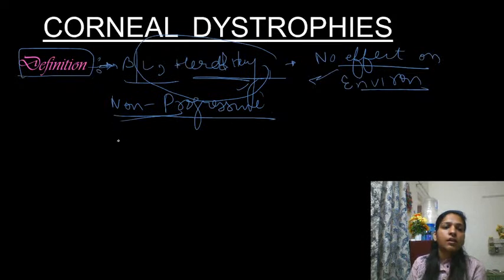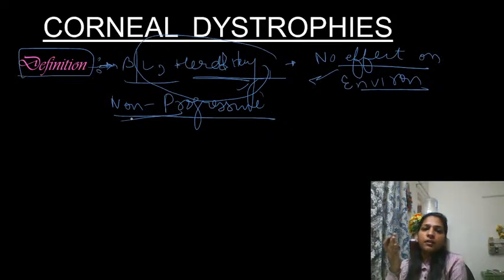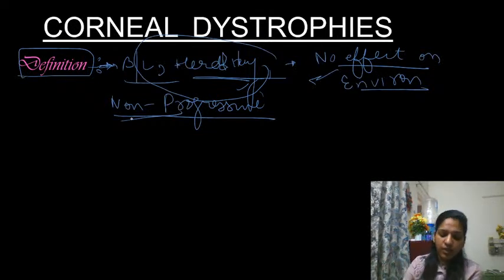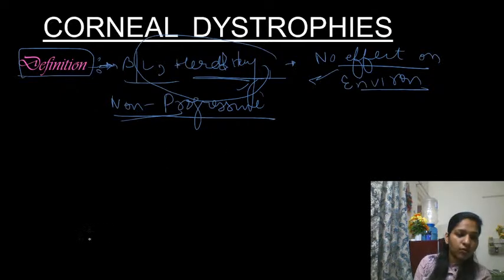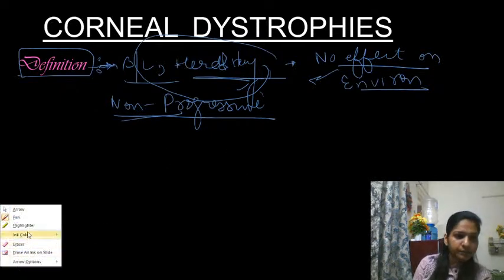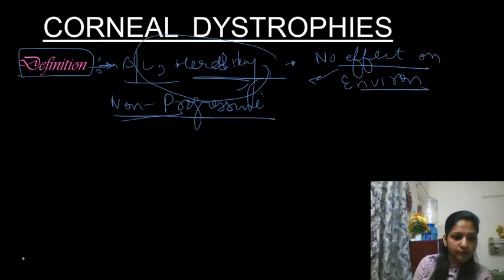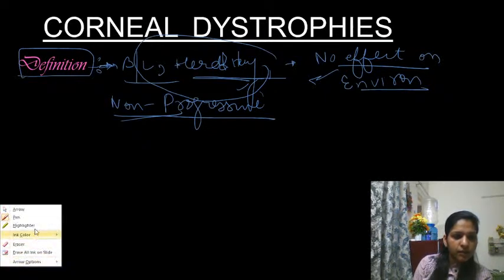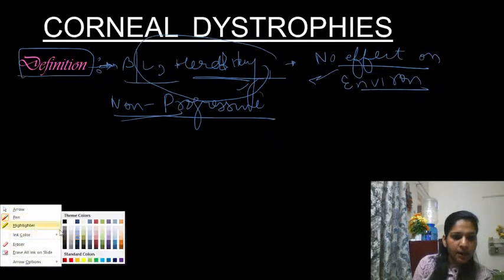Okay, now there are dystrophies also and there are degenerations also. Now we have to differentiate between dystrophies and degenerations. Okay, how can we differentiate? Anyone having any idea?